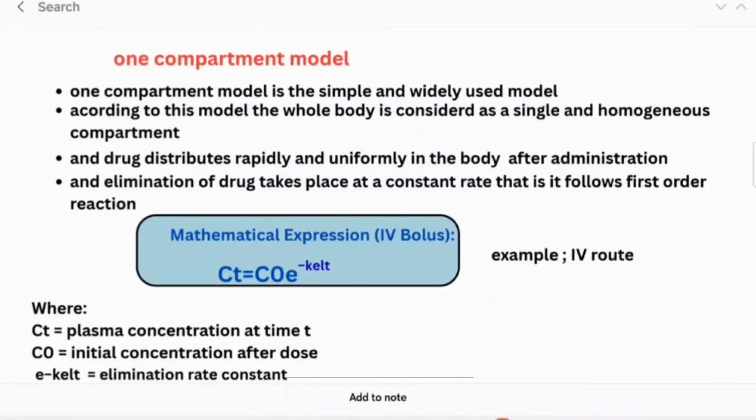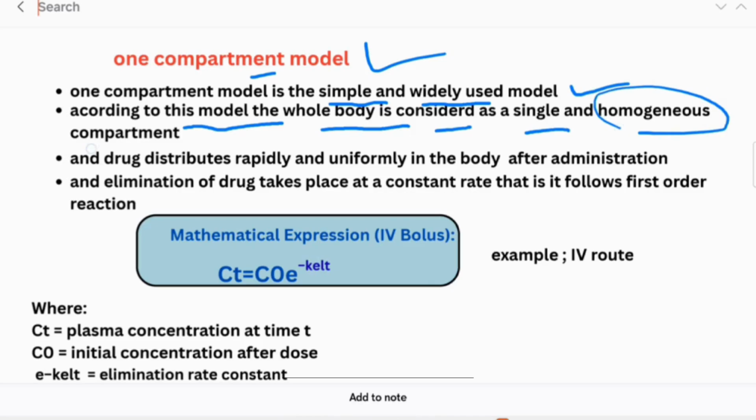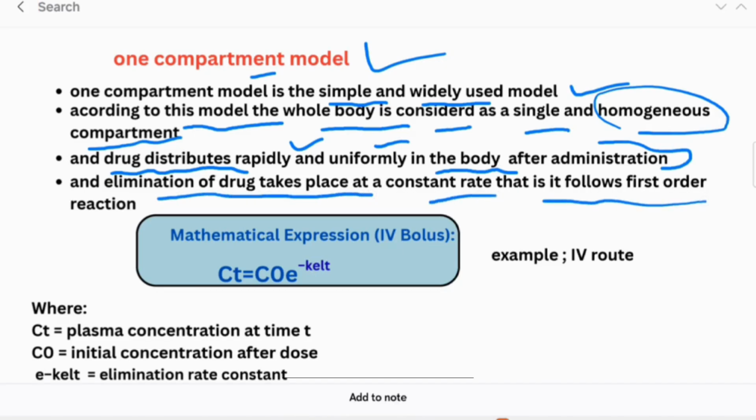One compartment model. The one compartment model is a simple and widely used model. According to this model, the whole body is considered as a single and homogeneous compartment, and the drug is going to distribute rapidly and uniformly in the body after administration, and the elimination of the drug takes place at a constant rate and follows a first order reaction.